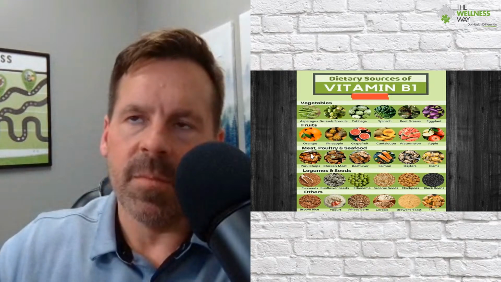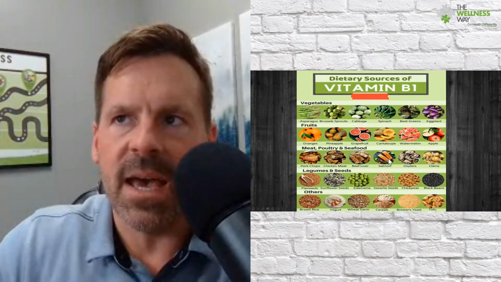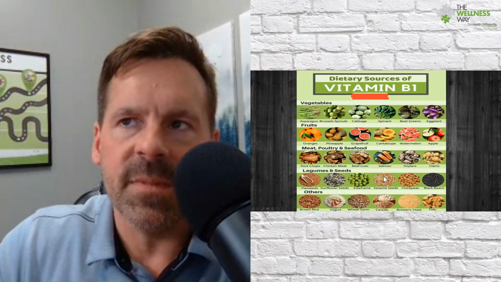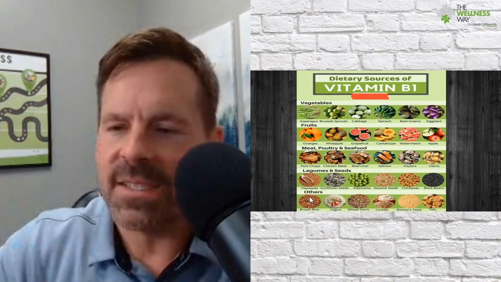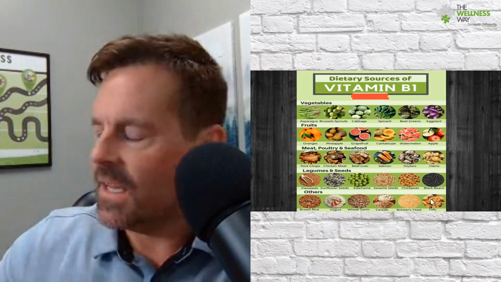I prefer to get it from low glycemic vegetables, especially if you are diabetic, and to get it from meat, poultry, and seafood like pork chops, chicken meat, beef liver. I love beef liver, salmon, oysters, clams, legumes and seeds: flax seeds, sunflower seeds, edamame, sesame seeds, chickpeas, black beans. And then you have some other sources like brown rice. This is why, guys, white rice doesn't have much nutritional content in it, especially as you're talking about polished rice. So brown rice, yogurt, wheat germ, cereals, brewer's yeast, and even tofu.